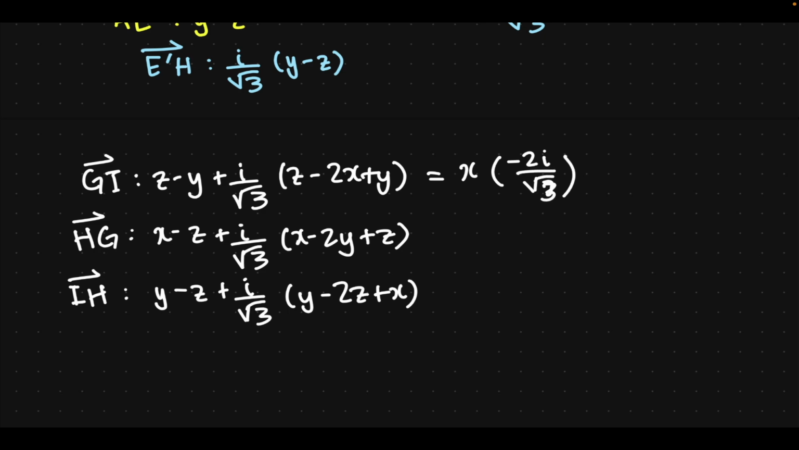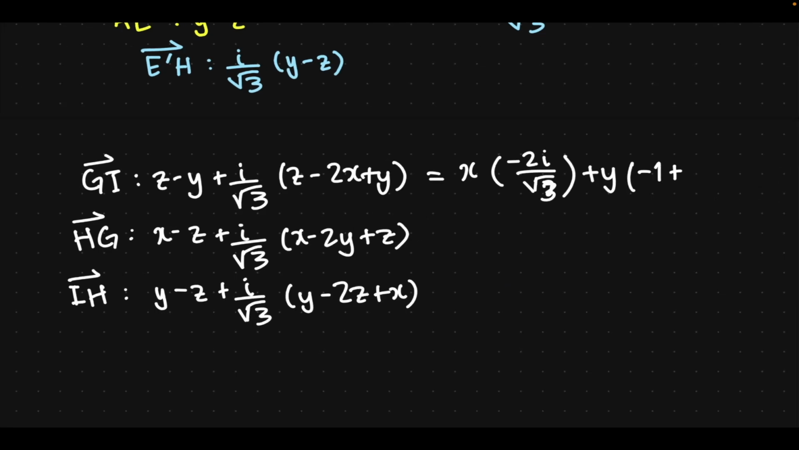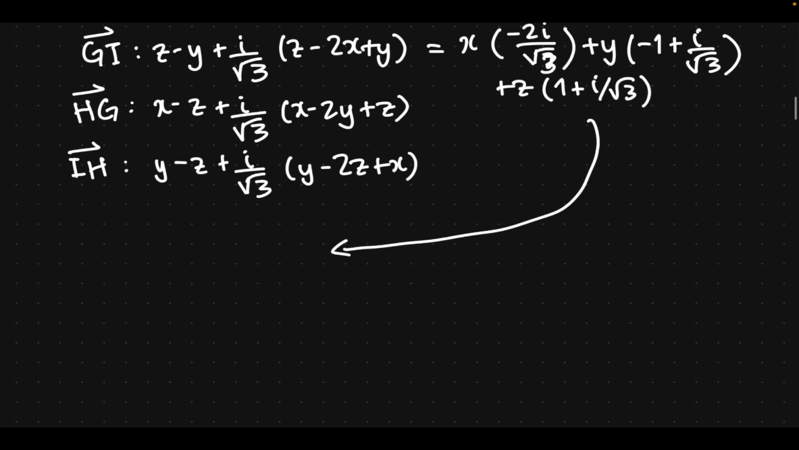This is just rewriting and grouping terms, folks. So do not be confused. Y times minus 1 plus i over root 3, plus z times i times 1 plus i over root 3. Okay, perfect. Now what I'm going to do is just consider this separately. We can separate this out from the rest.